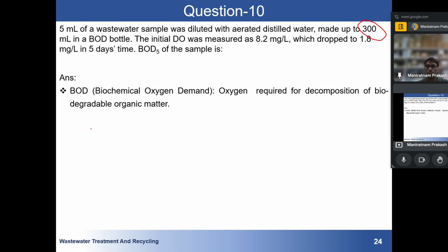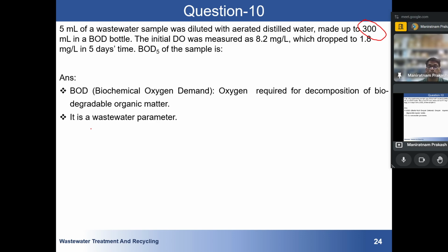BOD, which is termed biochemical oxygen demand, is the oxygen required for decomposition of biodegradable organic matter, which we have already seen. It is a wastewater parameter. Remember, someone might ask you what the BOD of drinking water is. BOD of drinking water is not defined. BOD is only a parameter for wastewater, not for drinking water.